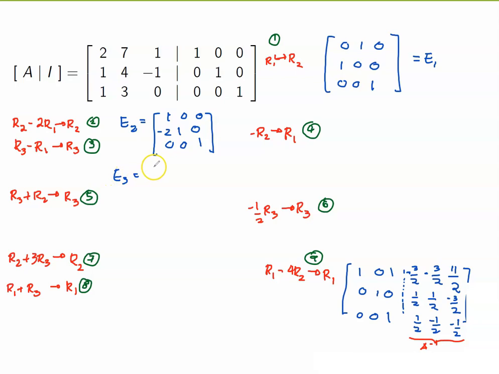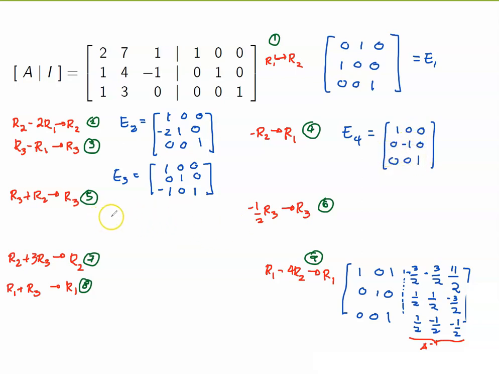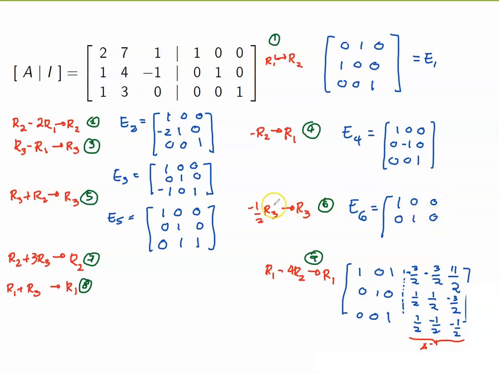For E3, we replaced R3 by R3 minus R1. So I will have a negative 1 here. For E4, we just multiplied row 2 by negative 1. For E5, we replaced row 3 by row 3 plus R2. So row 3 plus R2. There you go. For E6, we replaced R3 by negative 1/2 R3. We multiplied row 3 by negative 1/2.